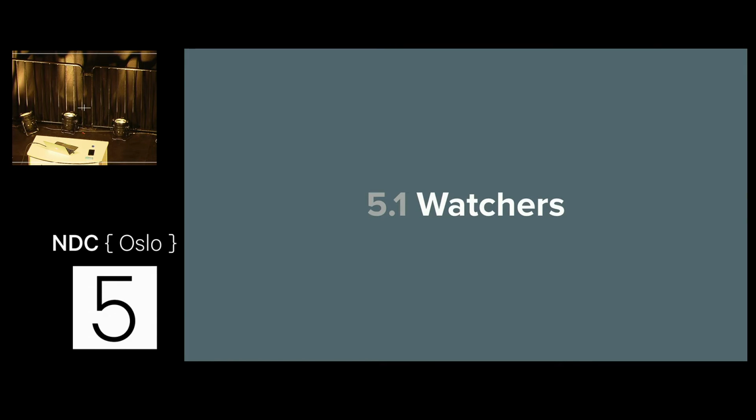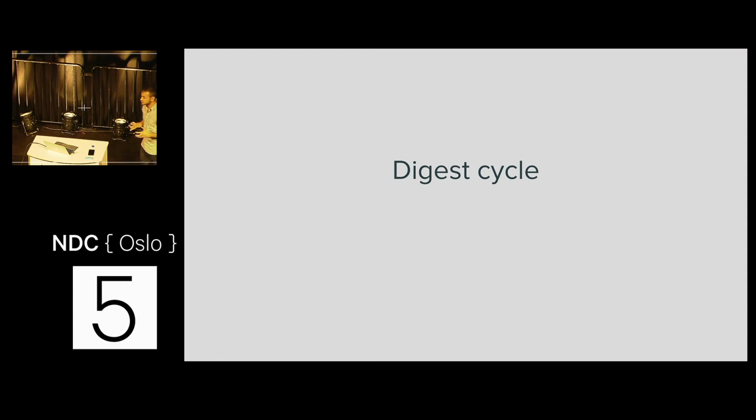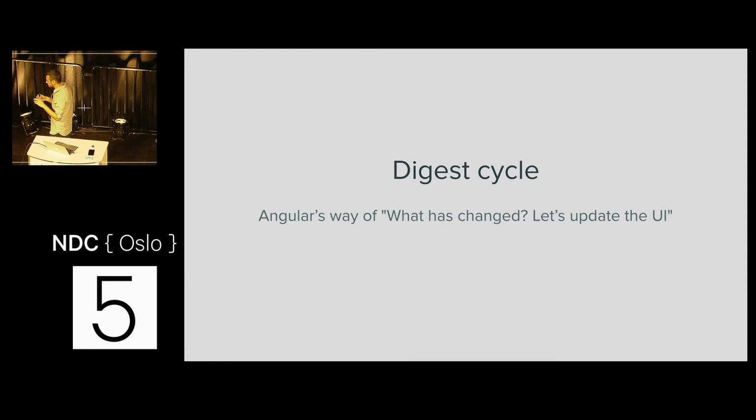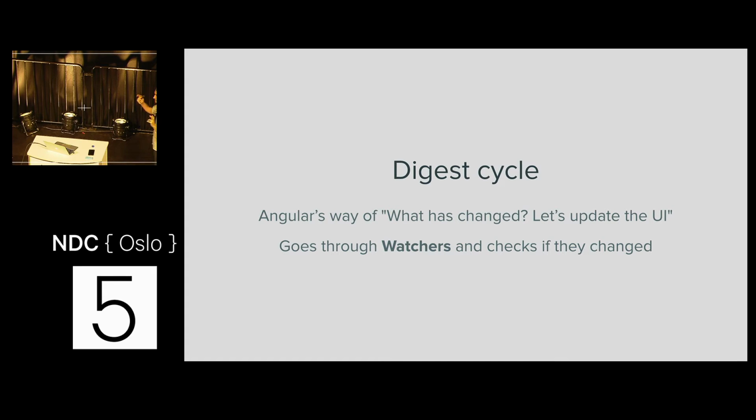So Angular has something called watchers. But before talking about watchers, I'm going to quickly mention the digest cycle. I'm sure you've heard about it. It's basically Angular's way of checking what has changed. So Angular does some checks, okay, what has changed. And then if it picks up some changes, it needs to update the UI. That's basically how it works. And how does it check for changes? It goes through a list of watchers. So things that Angular kind of watches. And it sees if they change.